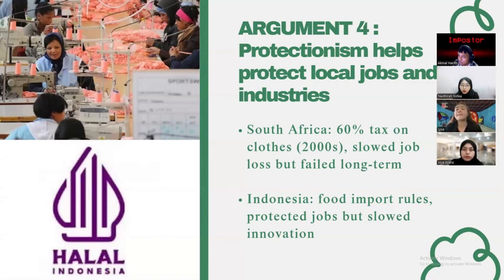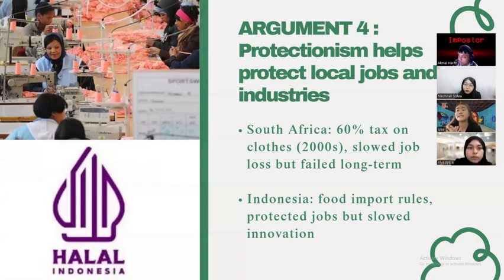For the first example, in the early 2000s, South Africa's clothing industry was struggling because of cheap imports from China. So the government added a 60% tax on certain clothing products. This helped slow down job losses and gave local companies some breathing room. However, manufacturers didn't have the modern tools or technology to stay competitive. So in the end, the industry still declined and consumers had to pay higher prices, according to Salju 2005.